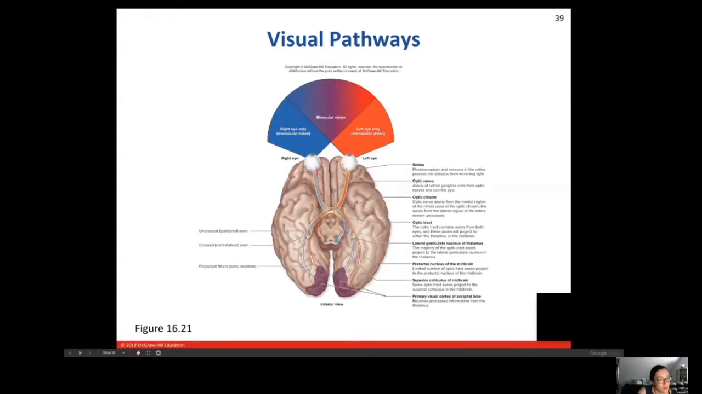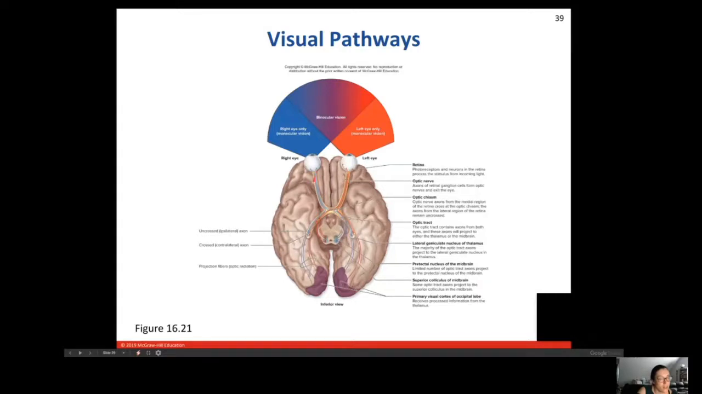And so the medial fibers from the right eye are going to cross and go to the left side of the brain, whereas the medial fibers from the left eye are going to cross and go to the right side of the brain. But the lateral fibers stay ipsilateral. So the lateral fibers from the left eye go to the left side of the brain, and the lateral fibers from the right eye go to the right side of the brain.